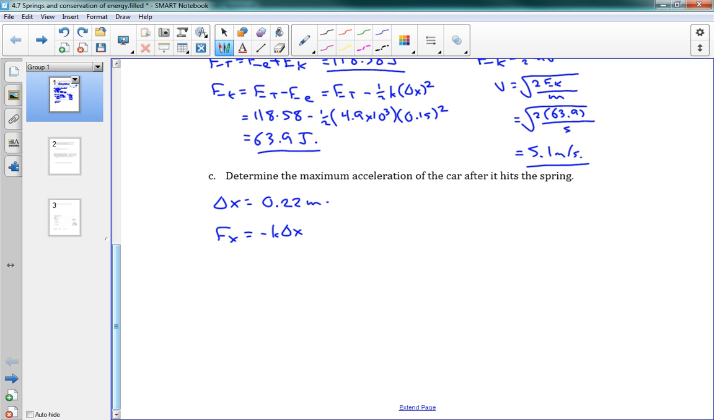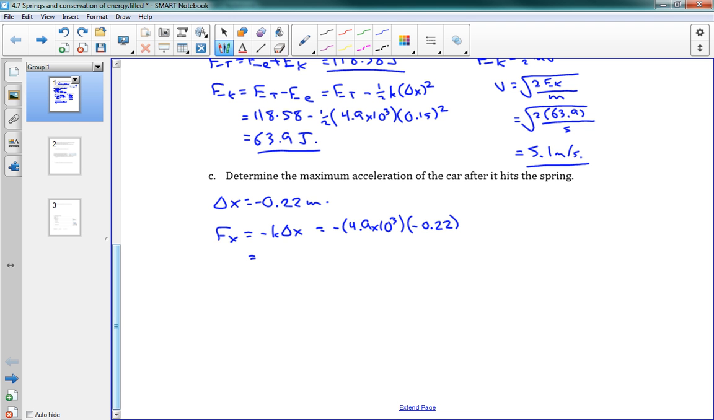And so we can figure out what our x force has to be here. It's going to be negative. Sorry, I'm just going to make our delta x negative as well because it's to the left. So this comes out to negative 4.9 times 10 to the 3. And our delta x here is negative 0.22.